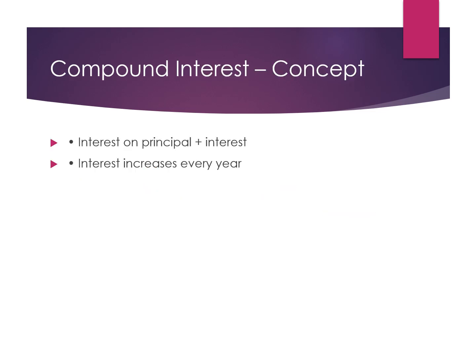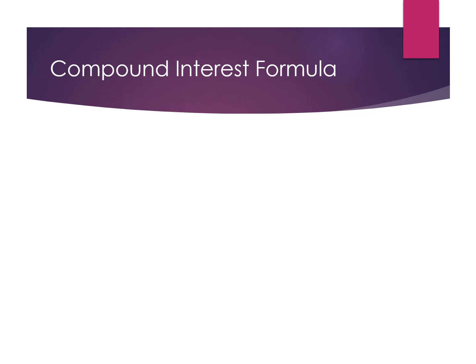Next we'll see the concept of compound interest. In compound interest, interest is calculated on principal plus previous interest. And the formula for compound interest is that amount equal to P into 1 plus R by 100 whole raised to T. And compound interest is calculated from this amount, that is amount minus principal.